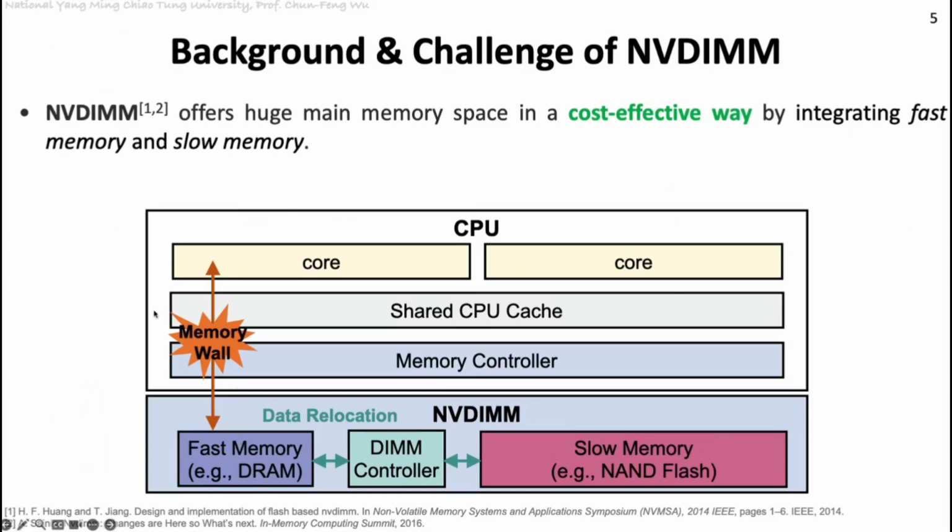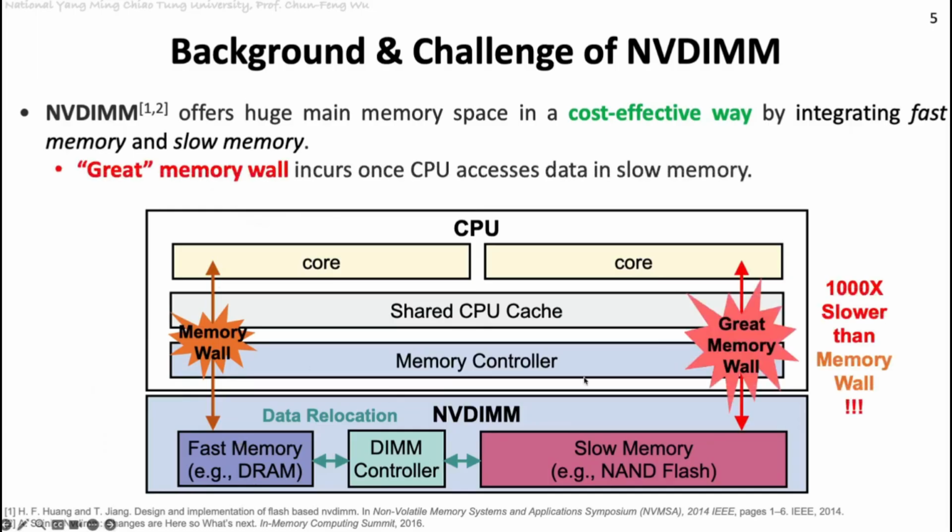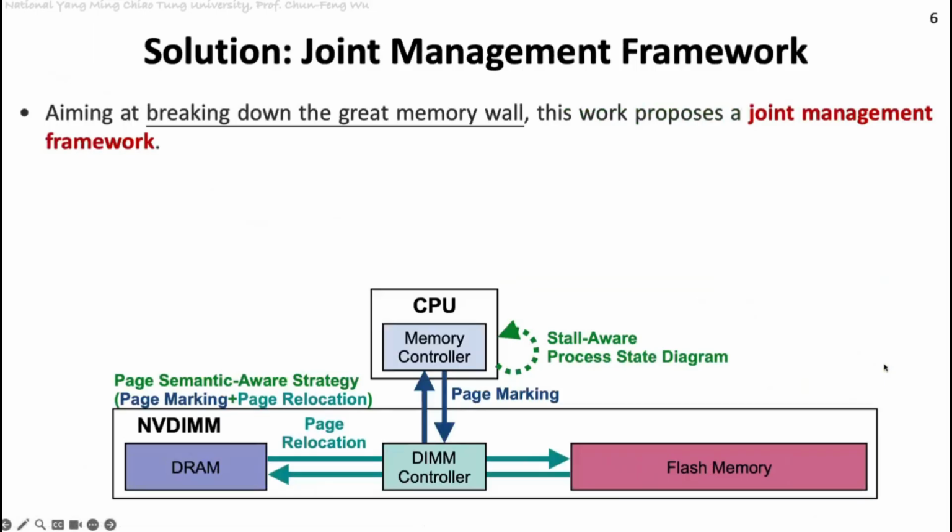But now with this NVDIMM device, we call it the great memory wall, because when the CPU waits for the NAND flash memory, it should wait around 1 microsecond, or several hundred nanoseconds. So it is 1,000 times slower than the memory wall. Okay, so our idea is about how to solve this problem.